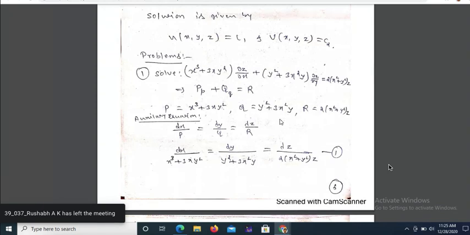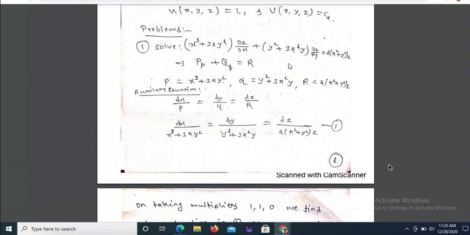First problem: solve (x cube plus 3xy square) dou z by dou x plus (y square plus 3x square y) dou z by dou y equals 2 times (x square plus y square) into z. So we can write it in this form: Pp plus Qq equals R. P is x cube plus 3xy square. You know dou z by dou x is small letter p, already I mentioned, and dou z by dou y is q. Q is y square plus 3x square y. R is 2 times (x square plus y square) into z.